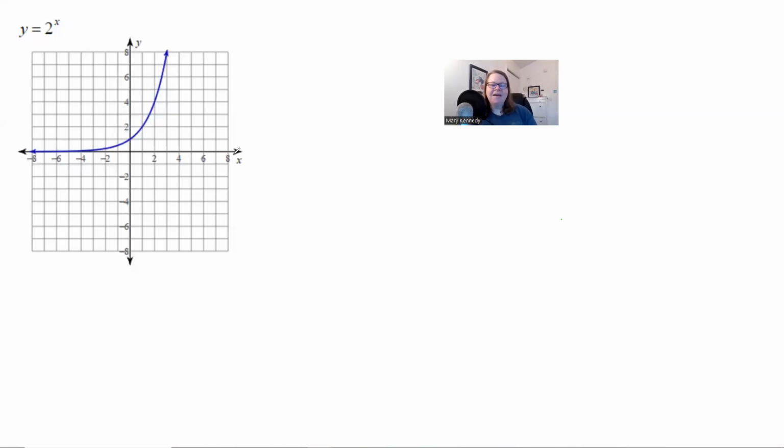Let's take a look at graphing exponentials, and mostly we're looking at the transformations. So here's a graph of an exponential function. This is called the parent function, y equals 2 to the x power. This is just considered the most basic sort of exponential.